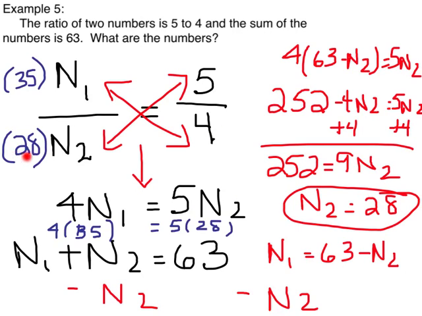Then I go back in here and I plug this in. If my ratio is 5 to 4, and I know this number is 28, then I can use my ratio equation to find this number, and this number would be 35. I can go back to the same cross multiplying to find the 35. A little more complicated, a few more steps, but you'll get it, I'm sure.